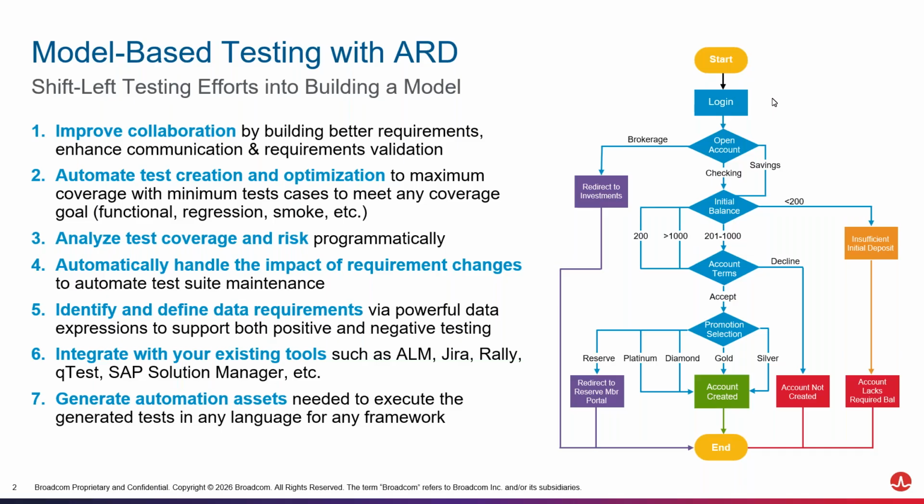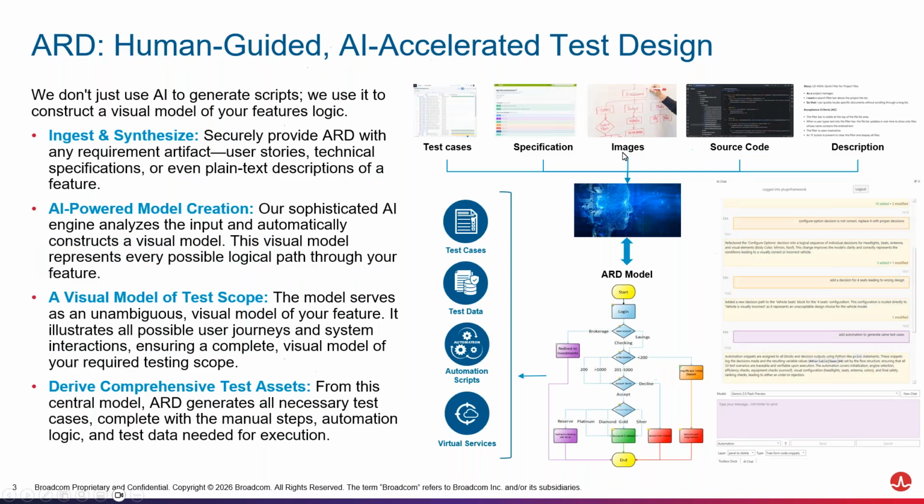So the model-based testing approach is a shift-left testing effort, and it helps remove a lot of manual process. Now we have moved towards the next stage. The next stage is where it's AI accelerated. Nowadays everything is AI generated or AI accelerated. So now we have a platform where ARD can talk to an LLM, and the LLM understands the user story or the requirement and gets you the model.